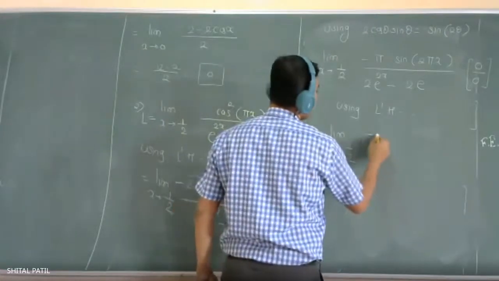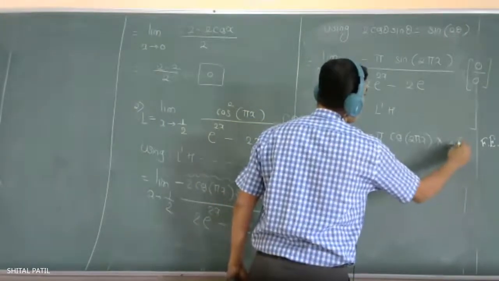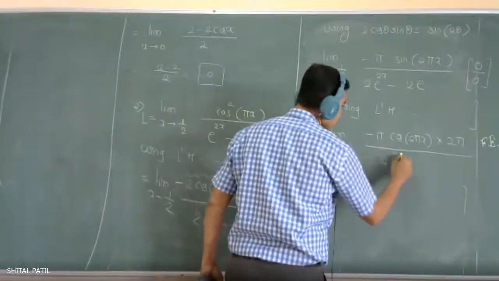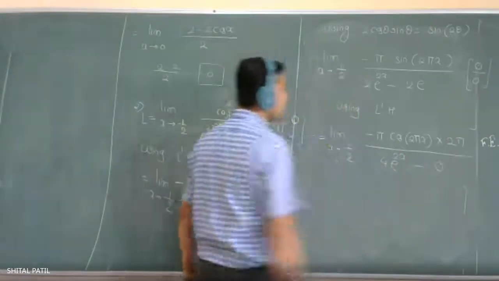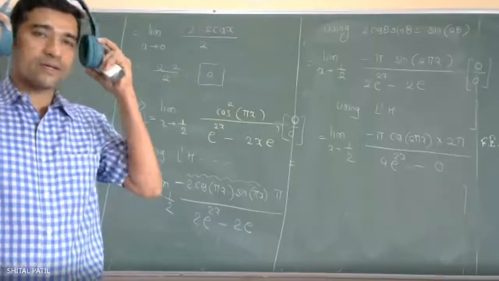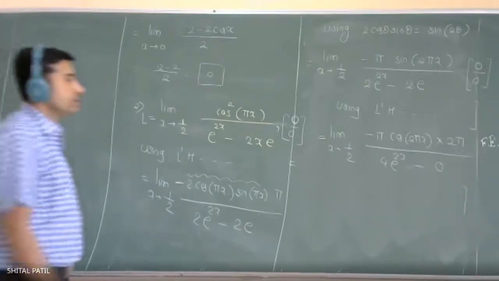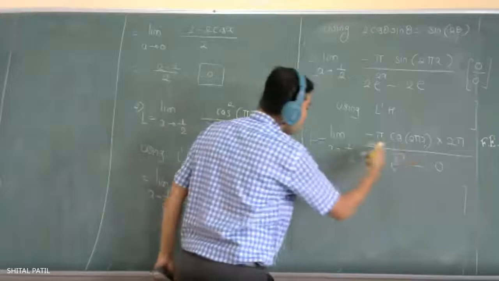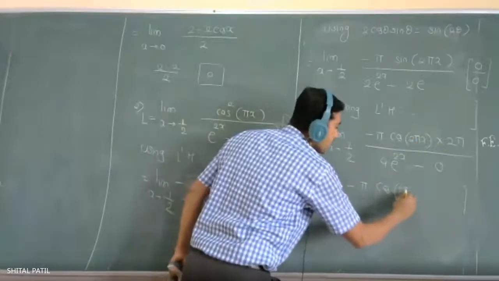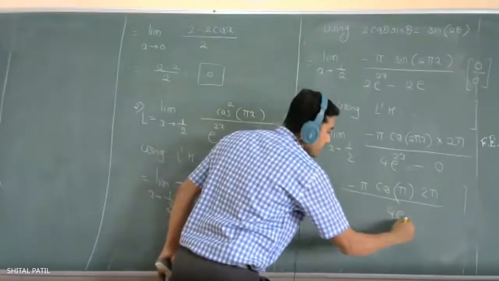Minus pi, derivative of sin is cos 2 pi x, divided by 4e raised to 2x minus derivative of constant is 0. Differentiation of e is 0. E is constant, na? So derivative of constant is 0. So substitute x equal to half. So minus pi cos of x equal to half. 2 will cancel. Cos of pi into 2 pi divided by 4e.